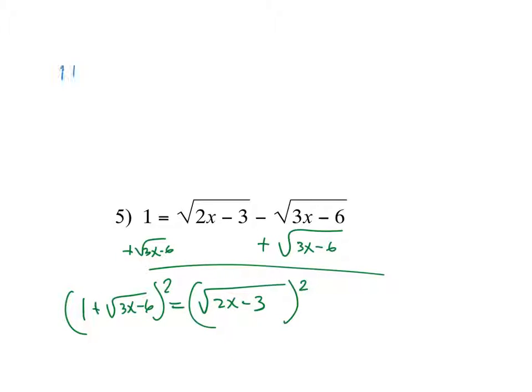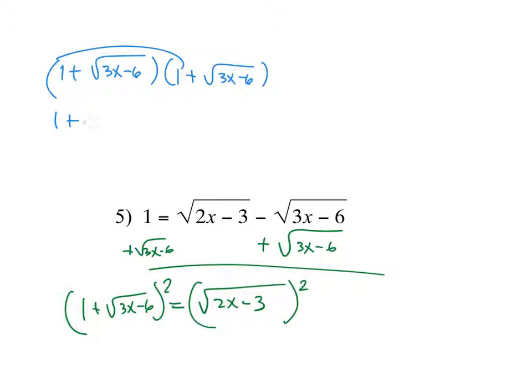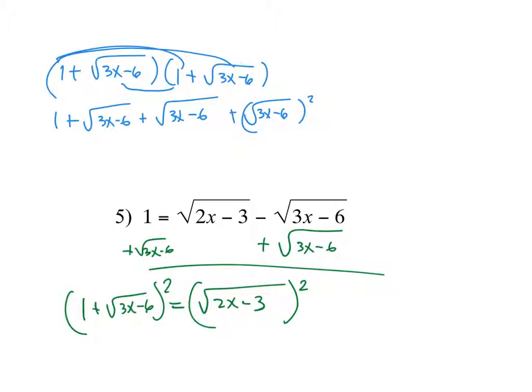So this is 1 plus the square root of 3x minus 6 times 1 plus the square root of 3x minus 6. Right? So 1 times 1 is 1. 1 times the square root of 3x minus 6 is the square root of 3x minus 6. Now the square root of 3x minus 6 times 1 is the square root of 3x minus 6. And then plus the square root of 3x minus 6 squared. So in this case, this cancels out. So I have plus 2 square root of 3x minus 6 plus 3x minus 6.